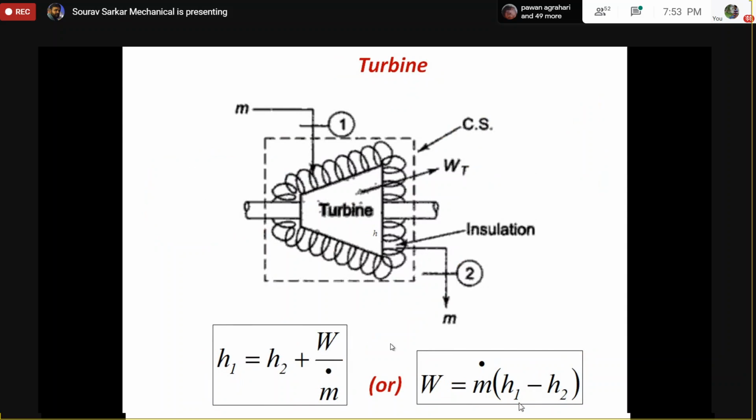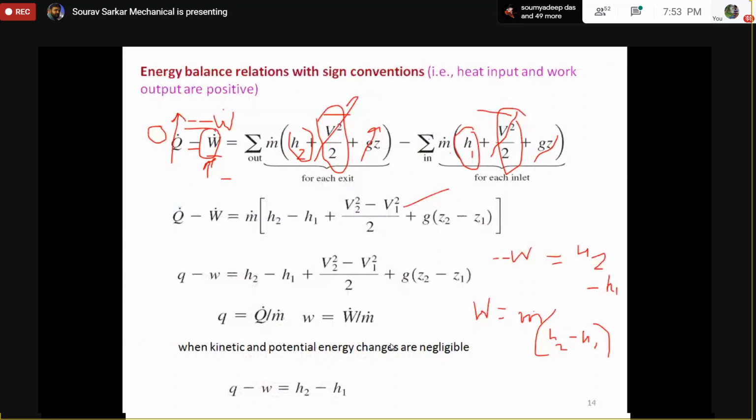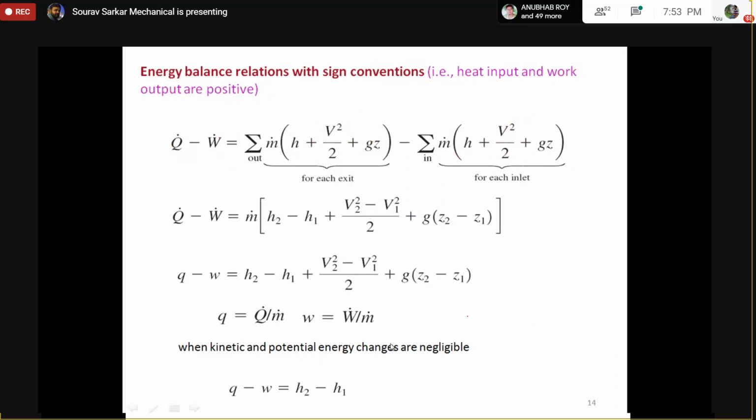Now, the last part: if we consider a turbine, what will happen? Some mass is entering the system, some mass is leaving. During this process, it is creating a work output. So if I apply our steady flow energy equation, here also my heat transfer is 0 because I am not adding heat. But in a real configuration, the turbine will lose some amount of heat to the environment due to heat leakage or conduction. So this value may be negative in real cases, but it is very small because I am not supplying heat. Now this W will become positive because it is a work output.